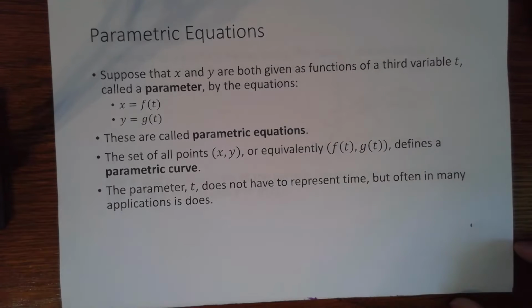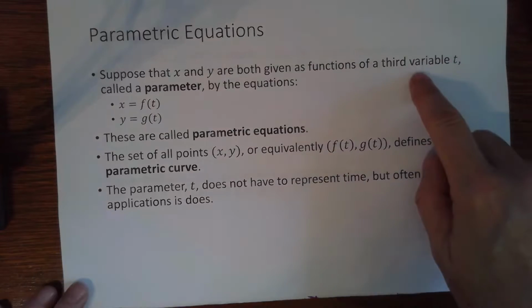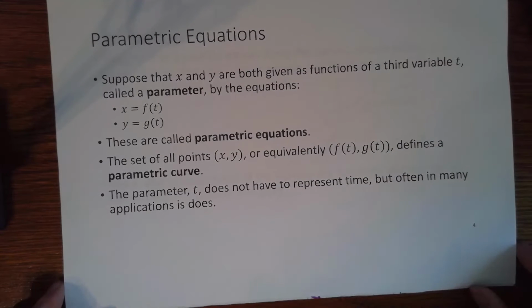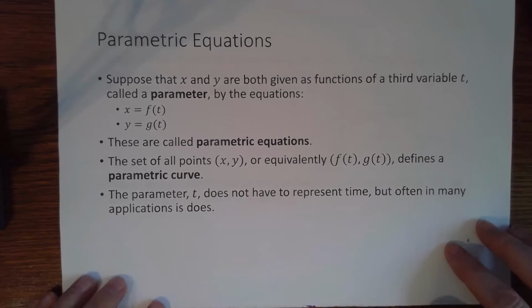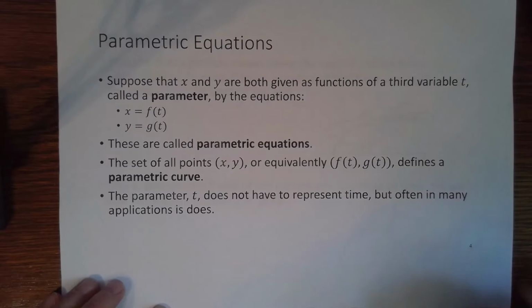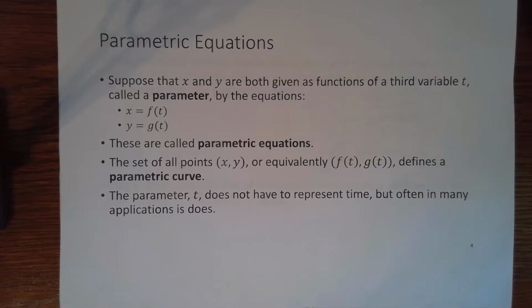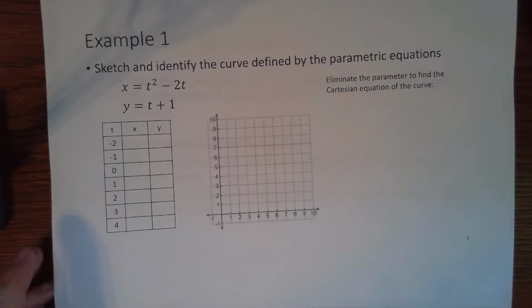Now typically we think of t as time. It doesn't have to represent time. It can be any kind of third variable, but in lots of applications it does. We'll also use that third parameter as an angle a lot when we're looking at trigonometric functions. So the two common variables that we choose as the parameter would be time or an angle.